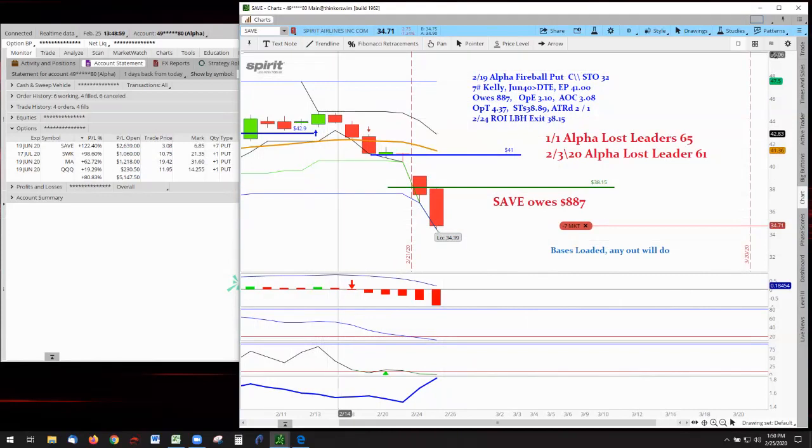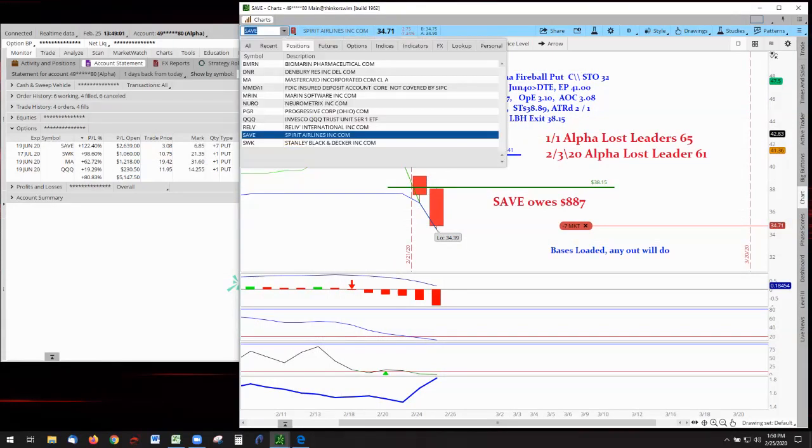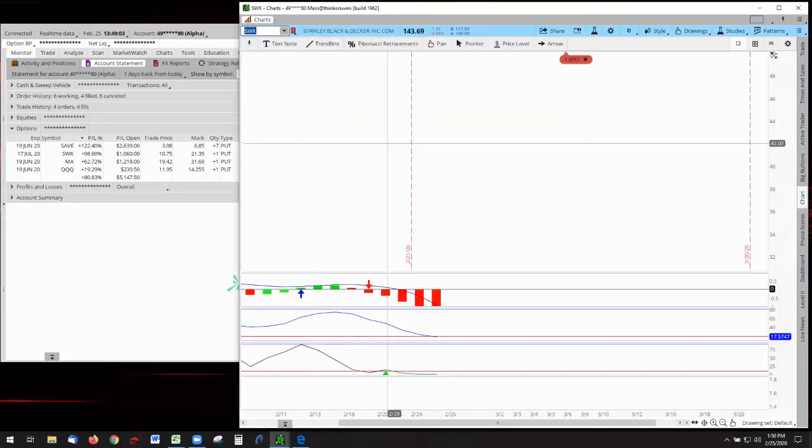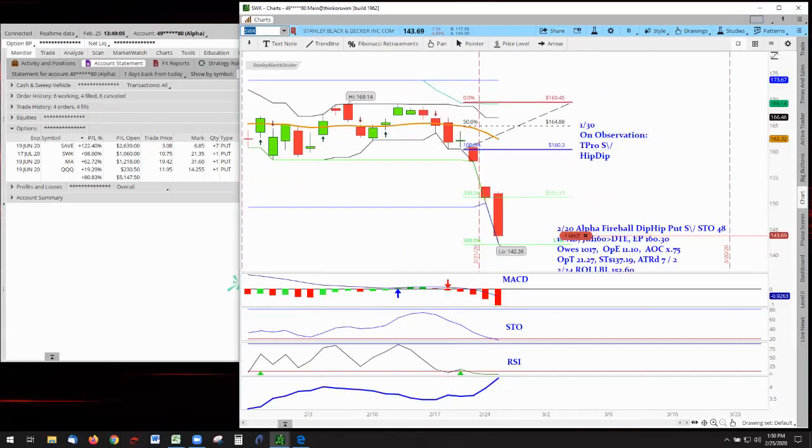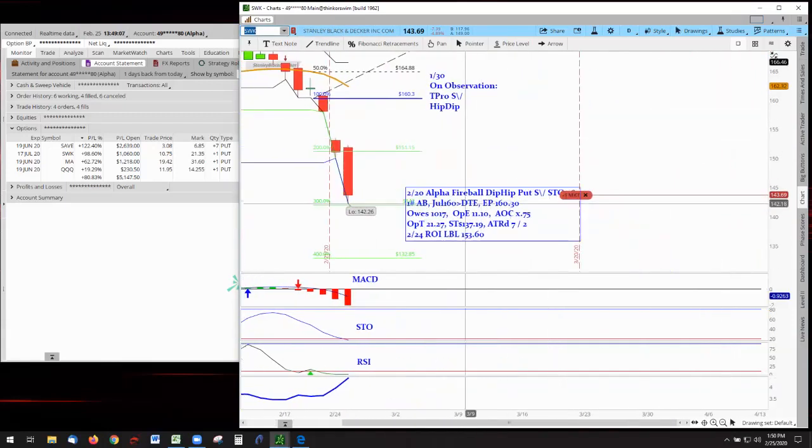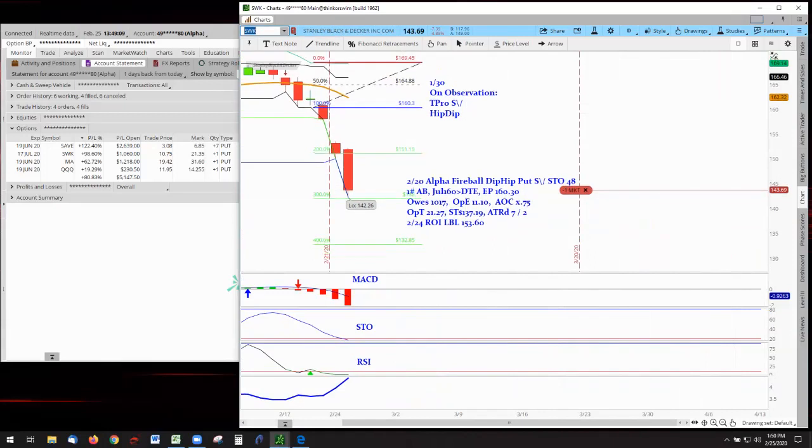All right, let's go on now to SWK. Let's go see what's going to be happening with those guys. And those guys, this was a fireball hipper dipper.